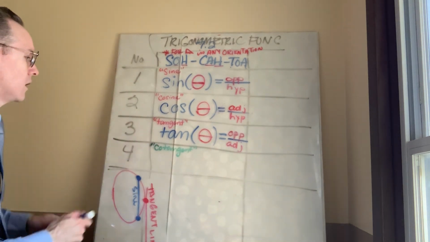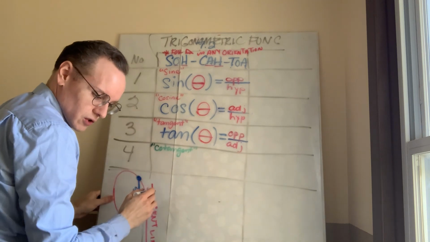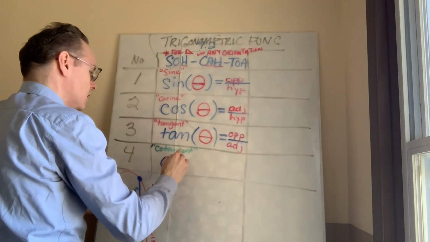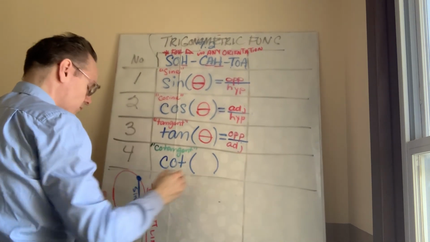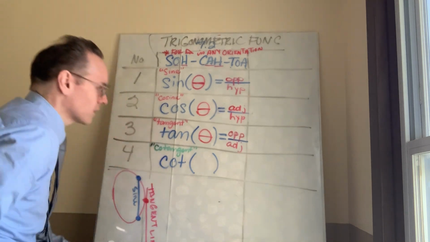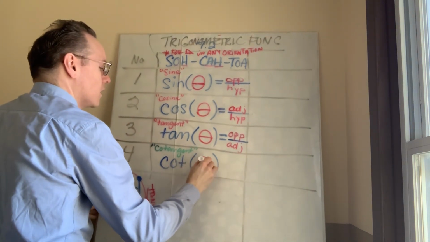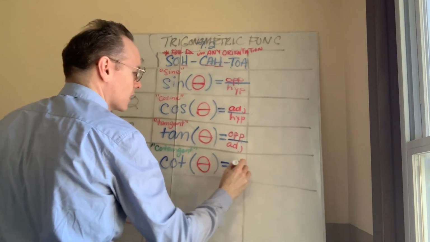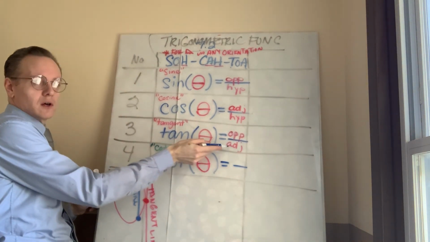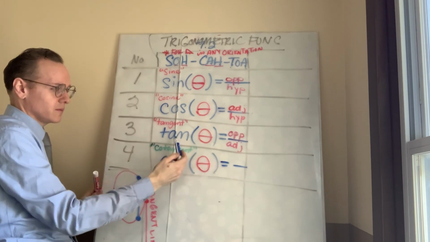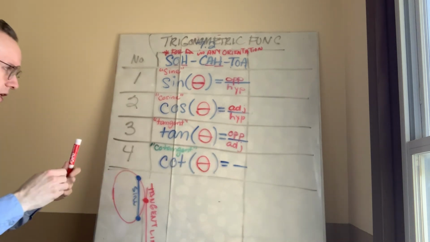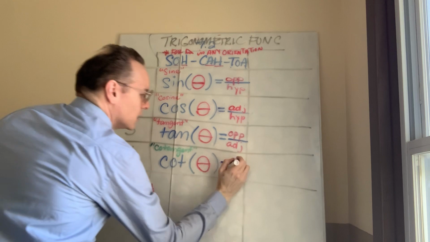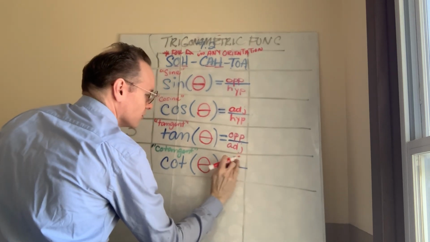The cotangent, which is COT, and then again, parentheses, because it's a function, would simply be this ratio that is tangent upside down. So if tangent is opposite over adjacent, then cotangent would be adjacent, and I'll put this in green maybe.